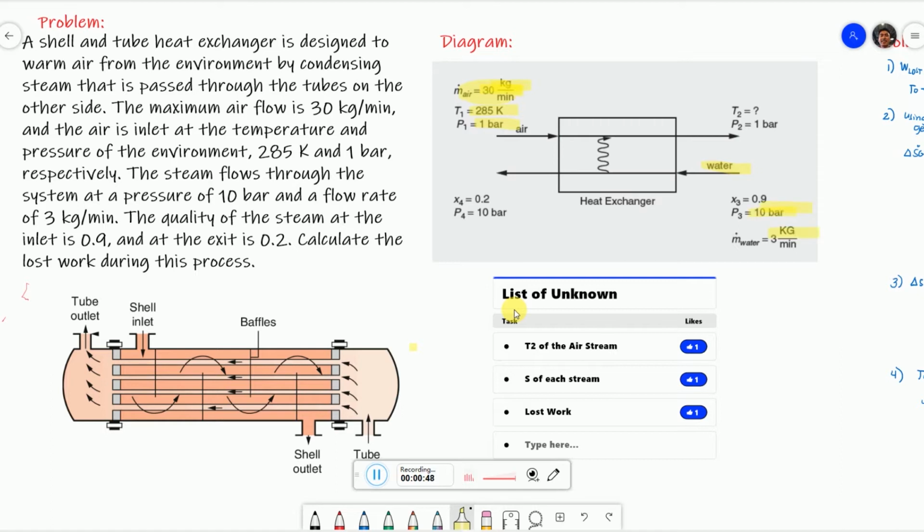The quality of the steam at the inlet is 0.9 and at the exit is 0.2. So the list of unknowns would be the final temperature of the air stream, the change of entropy of each stream, the air and water, and the lost work, which is what is required.